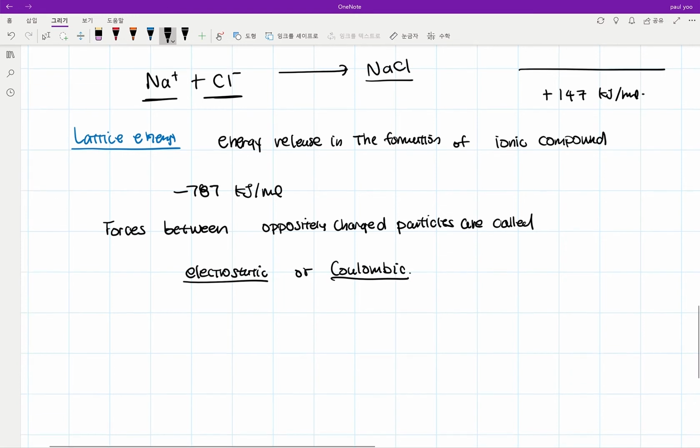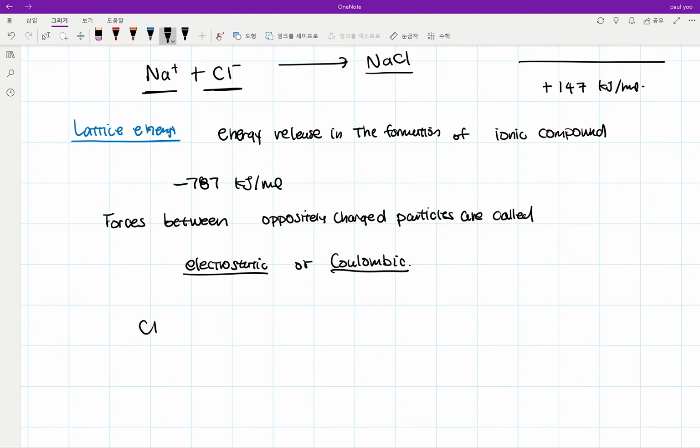And one more important thing, when Cl wants to be ionized to be Cl minus, the energy released was negative 349 kilojoules per mole, and this number is sometimes referred to as electron affinity. The more negative the number is, the higher the electron affinity the atom or the element has.